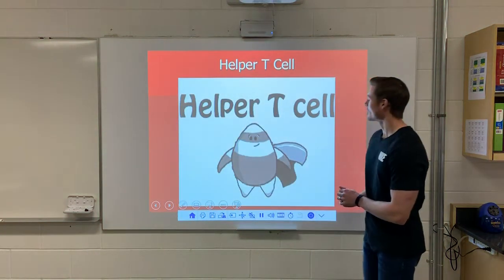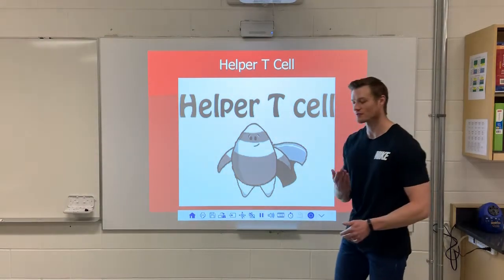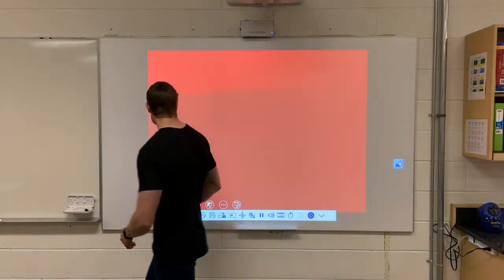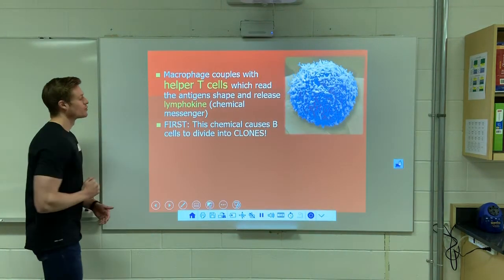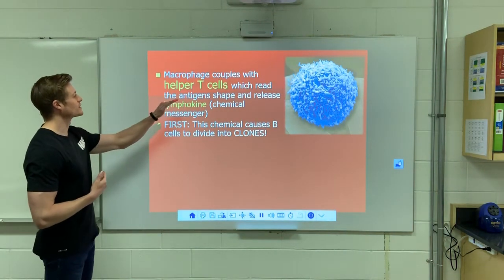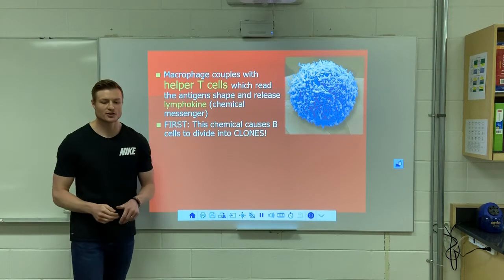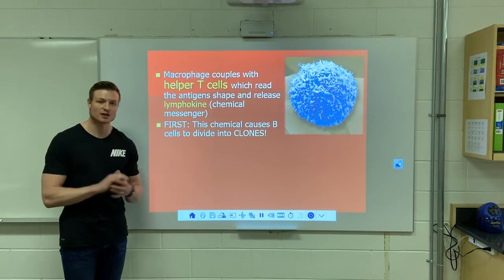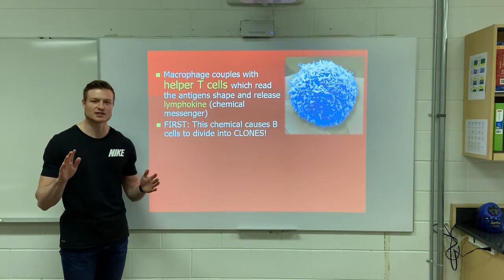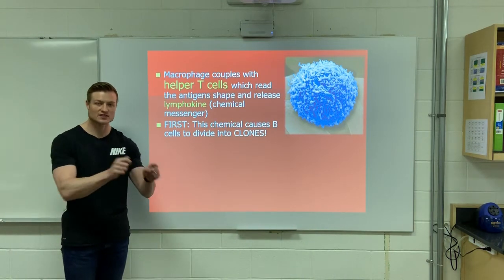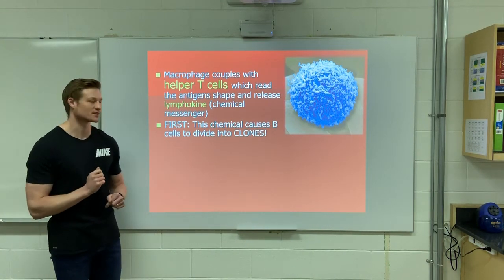So let's talk about the helper T cells first. This is our first type of specific T cell in our body. All right, what do the helper T cells do? Well, they are the ones that actually read the antigen shape. They're going to go along and look at the shape of that foreign invader and look at their antigens and be like, oh, I've never seen that before. Or they're going to be like, I have seen that before. And that's where immunity comes into play.